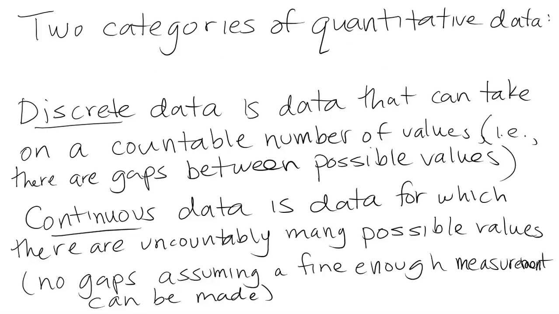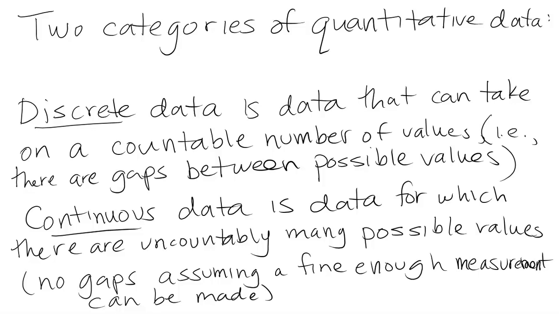Discrete data is data that can take on a countable number of values. In other words, there are gaps between possible values. The term countable number is actually a high-level math idea. It turns out that there are different sizes of infinity, and I'm not going to get into all that, but the smallest size of infinity is the countable size. If a set is countable, it's either finite, it ends somewhere, or it's the smallest size of infinity.